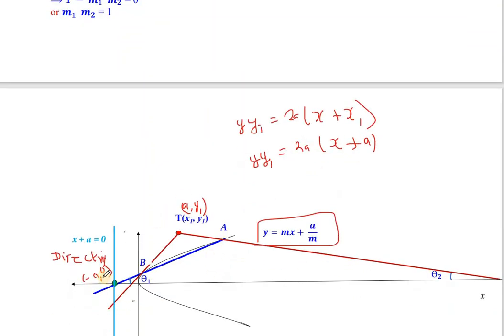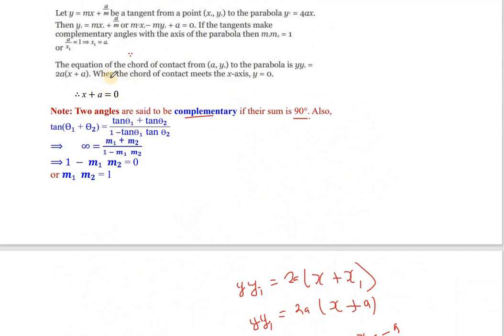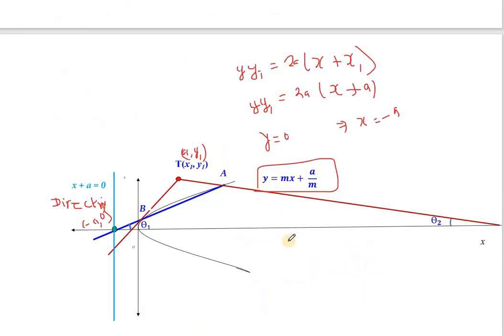So this will be the equation of the chord of contact. Now when it meets y = 0, what will be the x value? That gives x = -a. So when it meets the x-axis, that point lies on the directrix. The chord of contact meets the x-axis at y = 0, and therefore x + a = 0. So that point is (-a, 0).